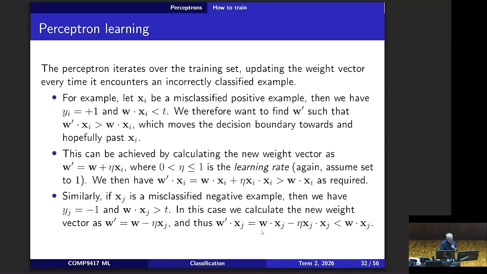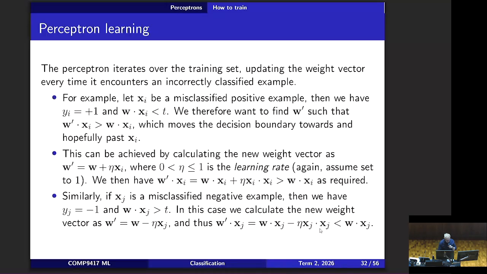Now, if we look at this expression, it's almost exactly the same as this expression. So here we wanted to make the new thing W prime dot x, which is expanded to this, given how we're going to do the update, greater than this dot product. And we're simply adding the data, right? Here we want it to be less, and we're subtracting the data. So if you look at this expression, the only thing that changes is the sign, right? Plus eta xi dot xi, minus eta xj dot xj.